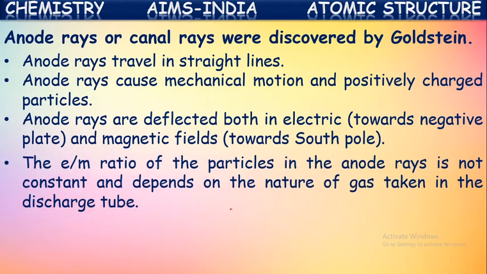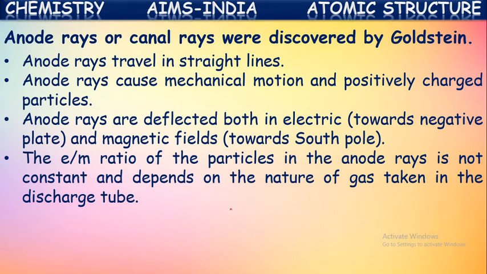Next one. The e by m ratio, the specific charge of anode rays, is not constant. It changes and depends upon the nature of the gas taken in the discharge tube. It changes from gas to gas, which means the positively charged particles vary from gas to gas. So the specific charge of anode rays depends upon the gas taken in the discharge tube.